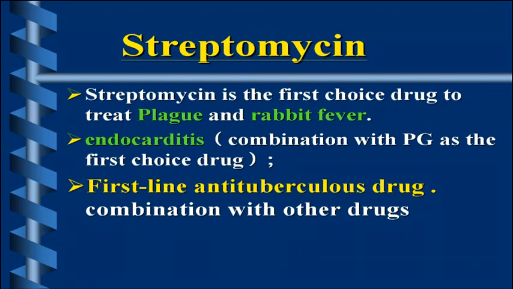And in this chapter, we will select one agent to introduce to every student. This agent is streptomycin. Streptomycin was the first agent of this type used in clinical. Streptomycin is the first choice drug to treat plague and rabbit fever. This is the first choice drug in the aminoglycoside class that is selected for some clinical applications, for example, plague and rabbit fever. These are 2 major infectious diseases.